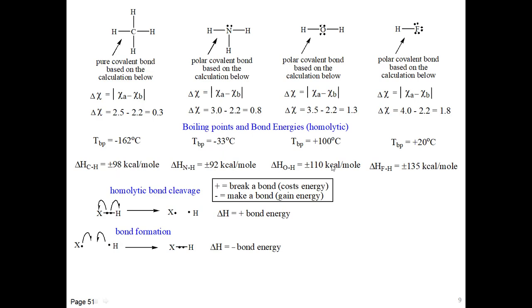98, 92, 110. These are really strong bonds. The strongest bond energy is HF, with a plus 135 kcal per mole. Fluorine makes really strong bonds with almost anything but itself, because fluorine wants to attract electrons to itself. If you put it up with an H, it can do that very well, but not completely.